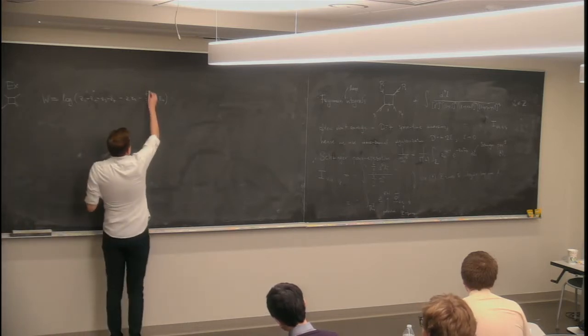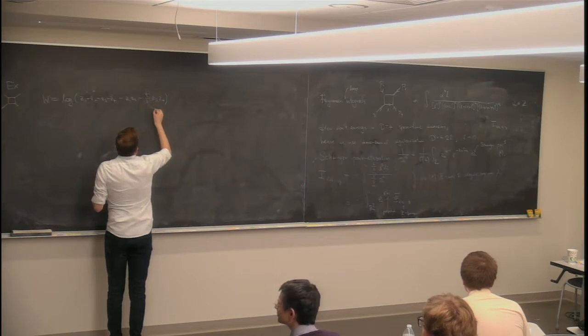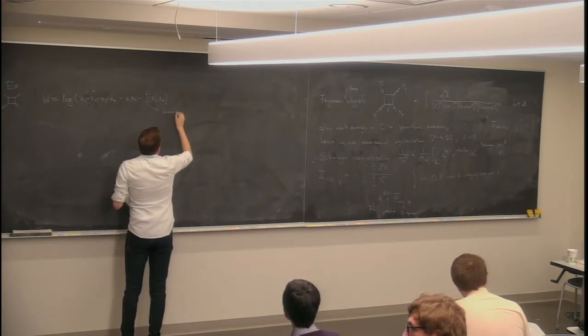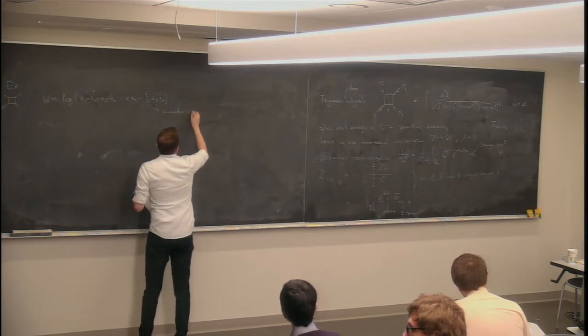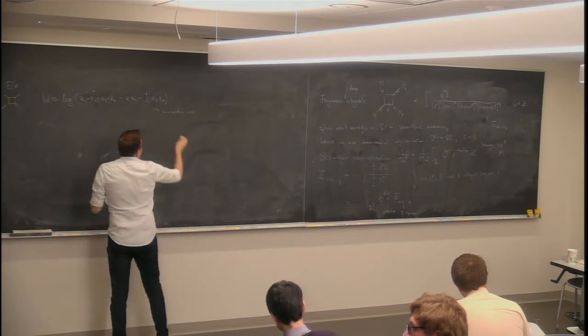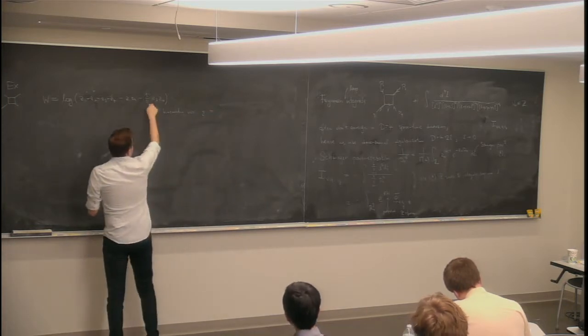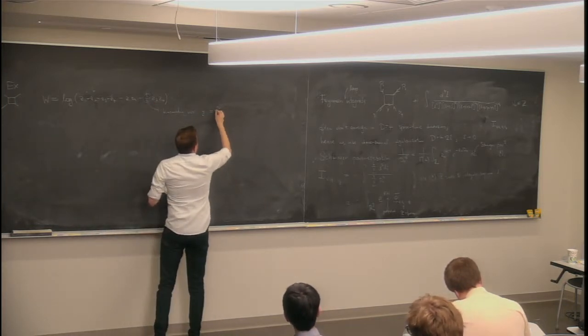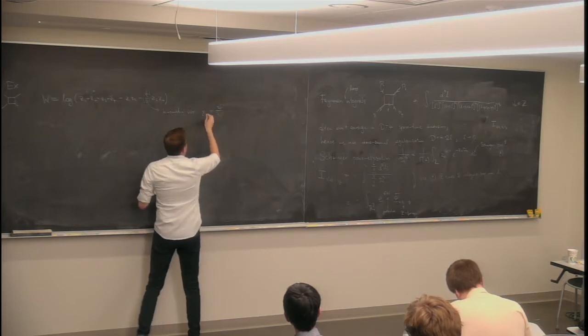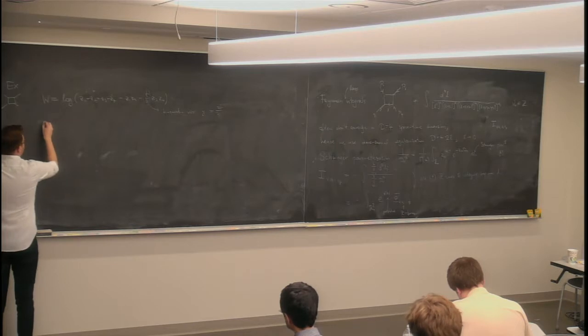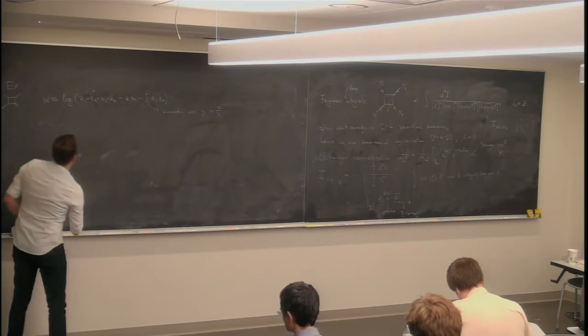Let me notice one fact: the kinematic variable enters only here. It only enters as T over S, so I can just call it some cross ratio. Okay, so we're almost done.